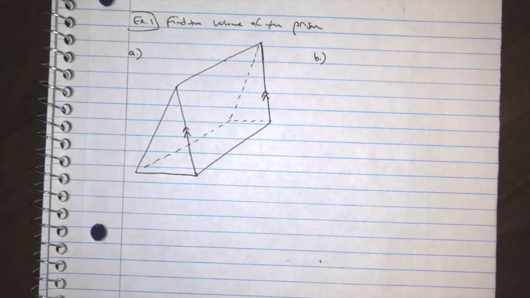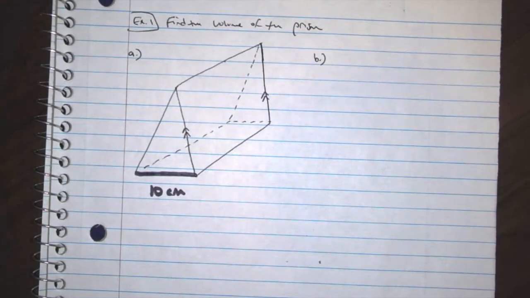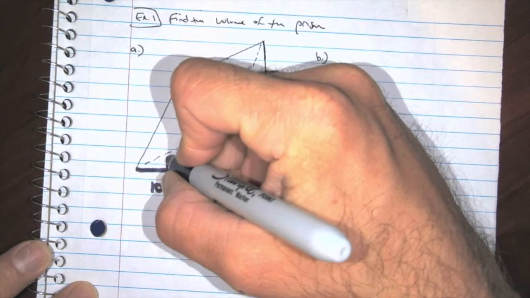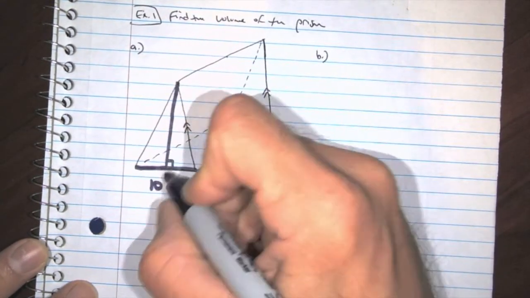Find the volume of the prism. I'm going to tell you that the distance from here to here is 10 centimeters. The height of this base triangle, you could call that the altitude of that triangle, is 12 centimeters.